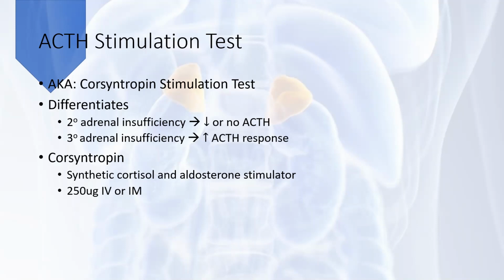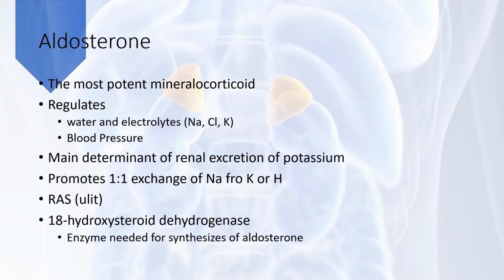Ano ba yung corticotrophin na yan? This is a synthetic cortisol or aldosterone stimulator, which is given intravenous or intramuscular, and the amount is 250 micrograms. Okay, so that is for cortisol. Now, how about for mineralocorticoid aldosterone? That is the most potent mineralocorticoid. Bakit? It regulates water and electrolytes, not only sodium but also potassium and chloride.